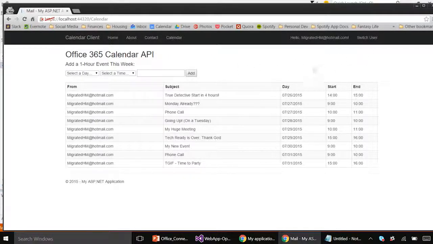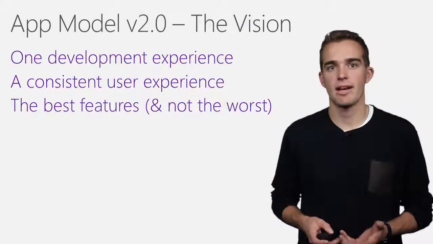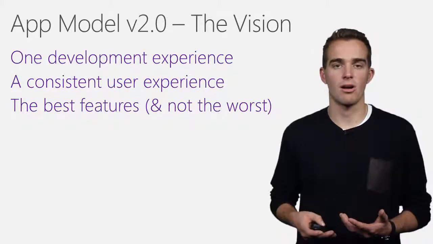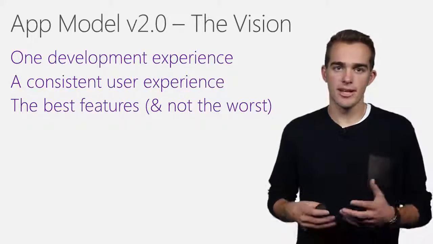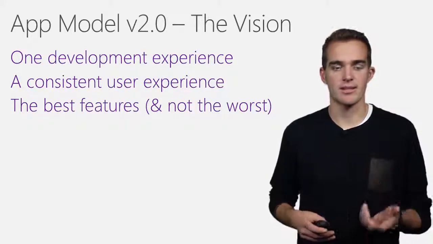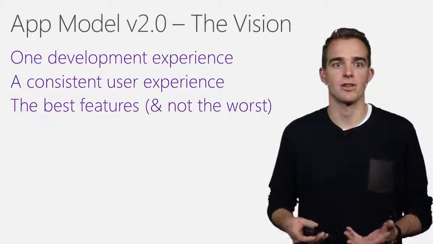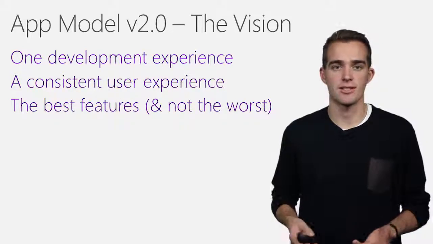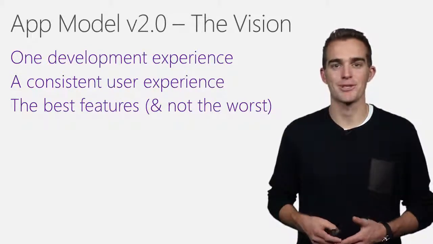So this is pretty cool. We've created a web application that uses a single library. It's using Microsoft's OWIN .NET framework. And we've made REST requests using a single token type to the Microsoft Graph and got back information about our users' calendars. The vision behind App Model v2.0 is that you have a single development experience for accessing all Microsoft Online services. Users get a consistent user experience when they log in and they grant consent to your application, something that they come to know and trust over time. You get the best features of Microsoft Account and Azure AD authentication services, and we omit some of the worst features from the past.